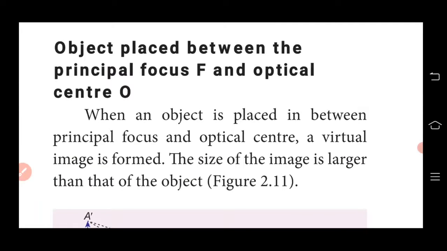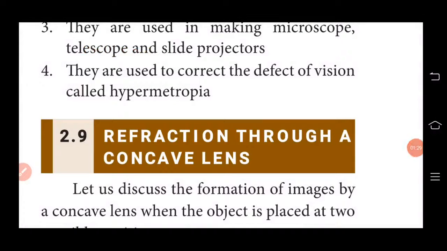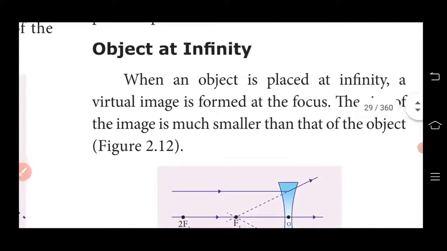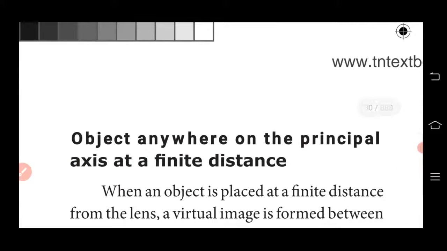So in our today's online class, we are going to learn application of convex lens and the refraction through a concave lens. Let us discuss the formation of image by concave lens when the object is placed at two possible positions. First one is object at infinity, and the second one is object at a finite distance, anywhere on the principal axis.